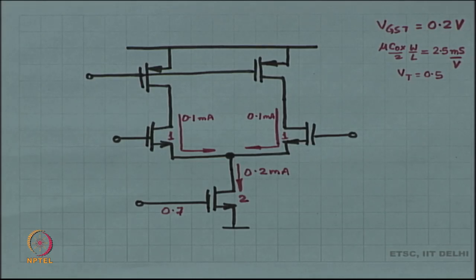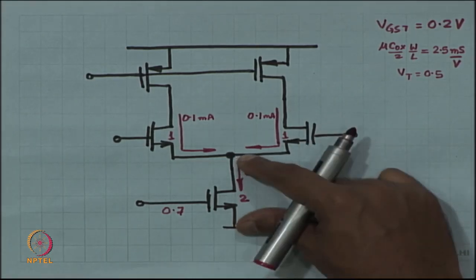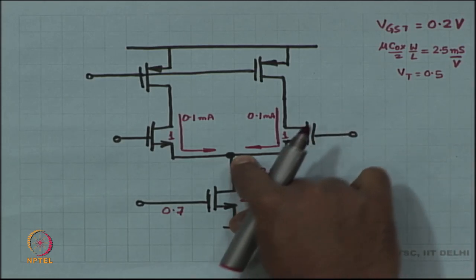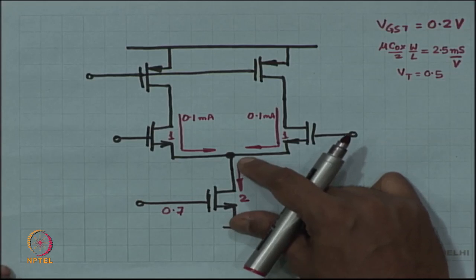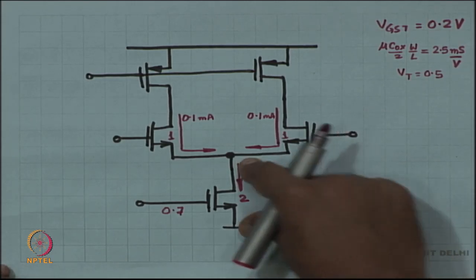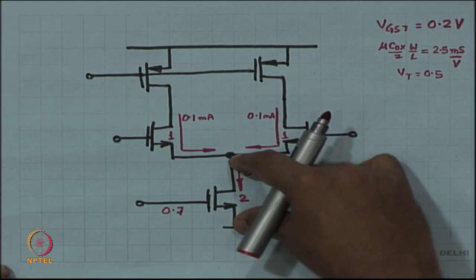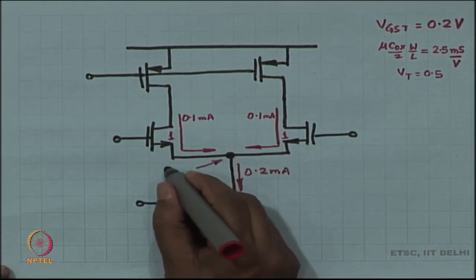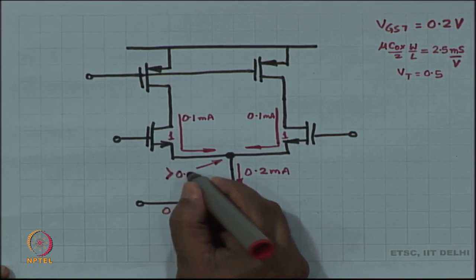This source voltage can be anything, right, anything more than 0.2, because this needs to be in saturation for it to behave like a current source. Okay. If this is in saturation, then VGS minus VT is 0.2 volts, right. So, VDS has to be more than 0.2 volts. If VDS is more than 0.2 volts, then that means this node over here has to be greater than 0.2.